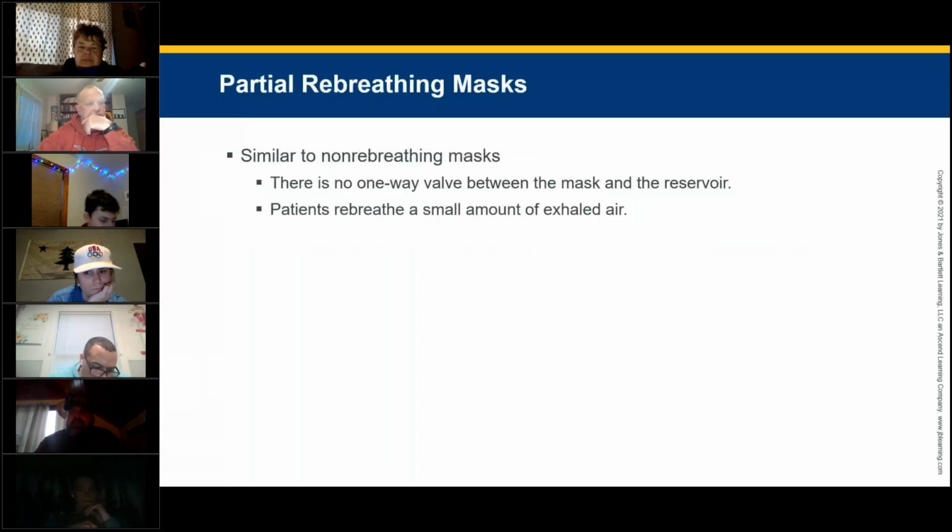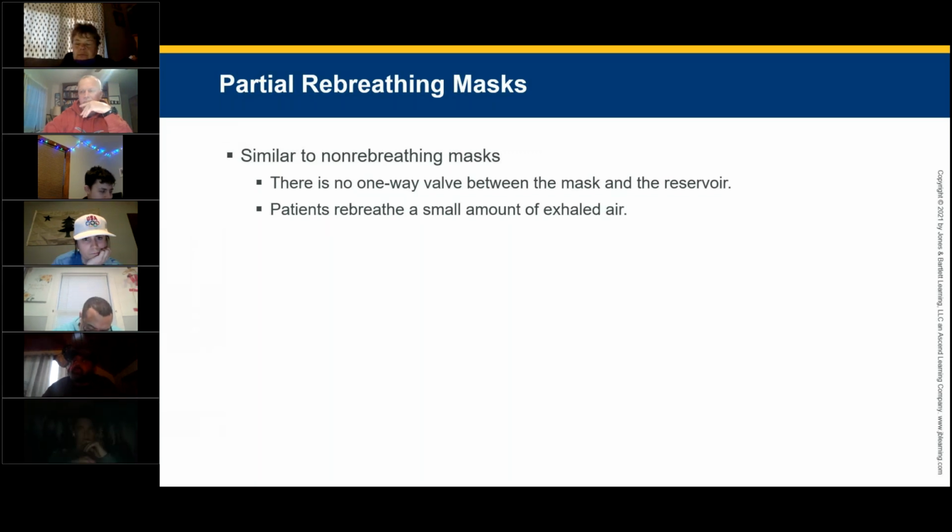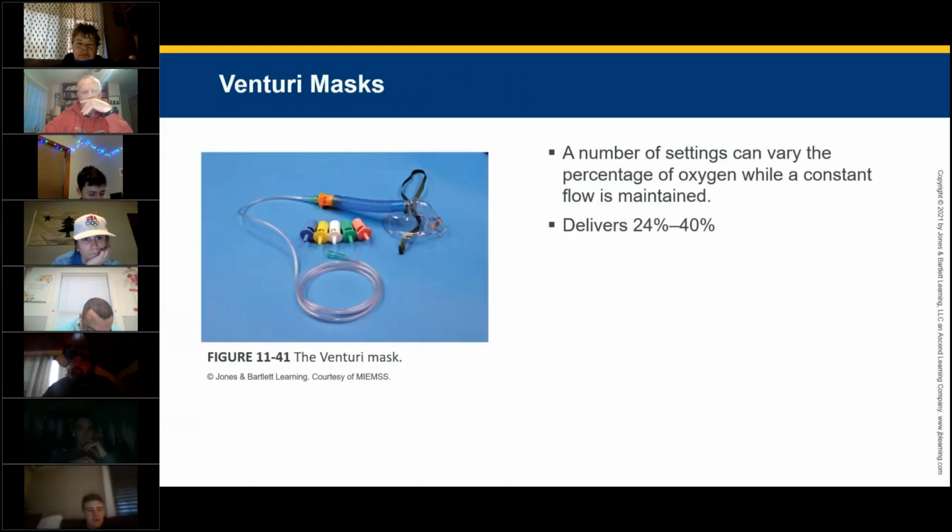Partial rebreathing masks are similar to a non-rebreathing mask, except they don't have the one-way valve between the mask and the reservoir. And the patients will rebreathe a small amount of their exhaled air. Venturi masks have a number of attachments, and they can vary the percentage of oxygen while a constant flow is maintained from the regulator. It's a medium flow device that delivers 24 to 40% of oxygen depending on the manufacturer.